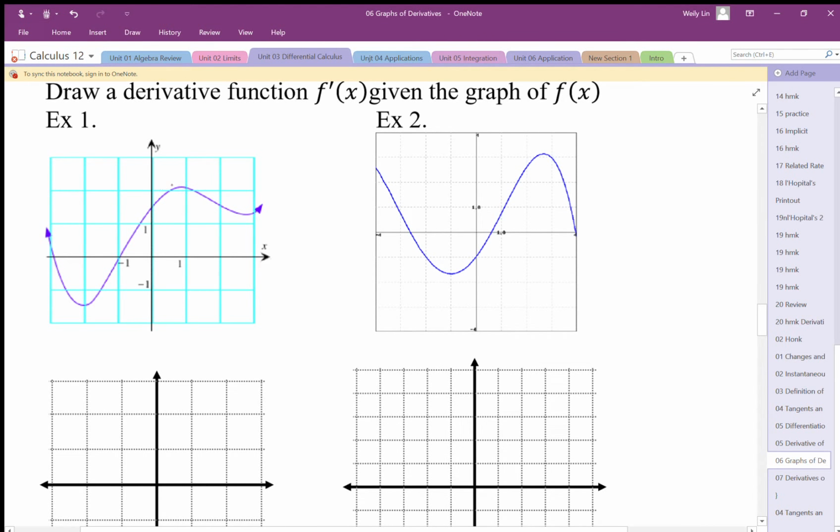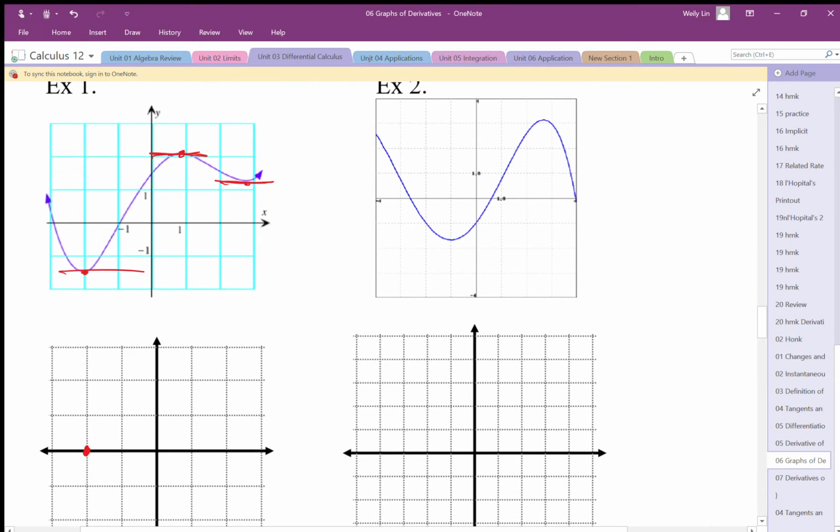I'm going to look for horizontal tangent lines. So one right there, one right there, and one right there. What I'm going to do is relate those to 0 coordinates on my f prime graph. So there's one here, and we'll just say one right about there. So those 0 slope coordinates relate to 0 points on the derivative.